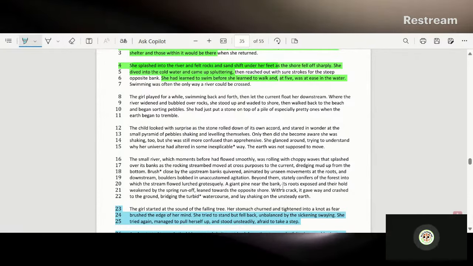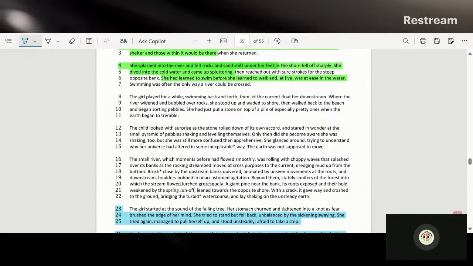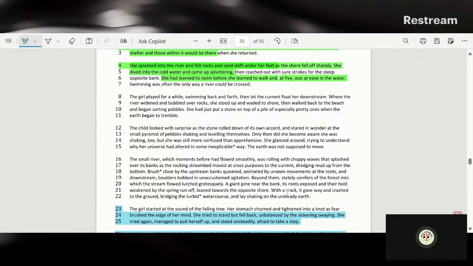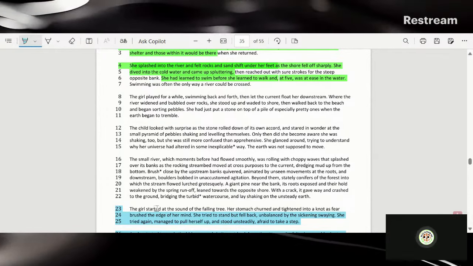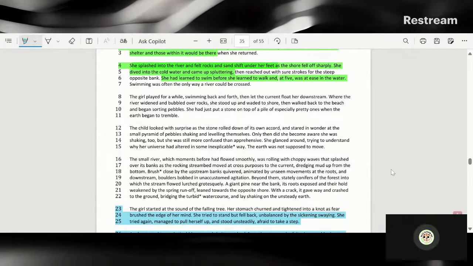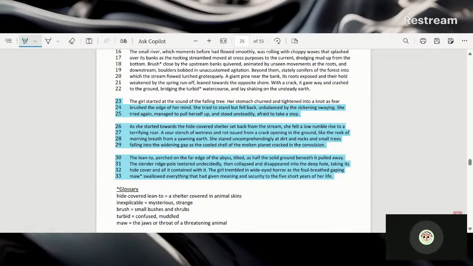A giant pine near the bank, its roots exposed, and their hold weakened by the spring run-off, leaned towards the opposite shore. With a crack, it gave way and crashed to the ground, bridging the turbid watercourse, and lay shaking on the unsteady earth.